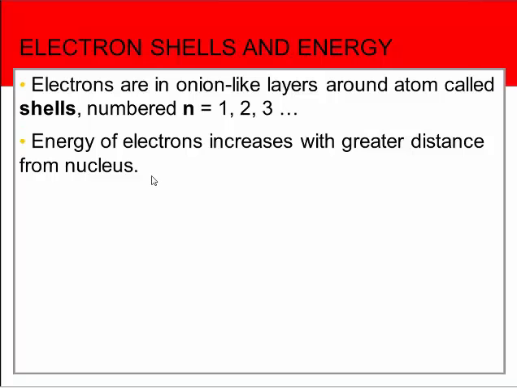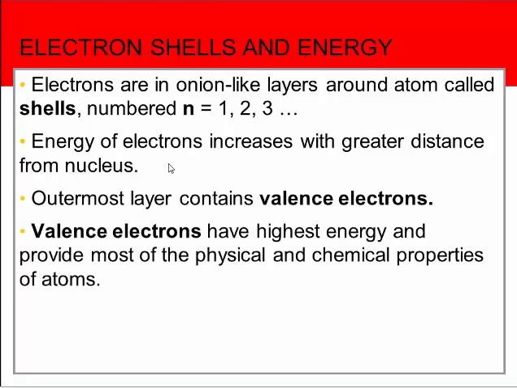So electrons near the nucleus, such as those on, say, a tennis ball, would be very low. Electrons on, say, the size of a beach ball or a basketball, on the surface of a basketball, would be considered to be high energy electrons. The outermost layer of electrons contains the valence electrons, and they have the highest energy and generally provide most of the physical and chemical properties of the atoms.